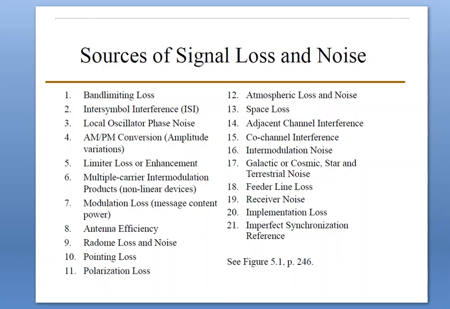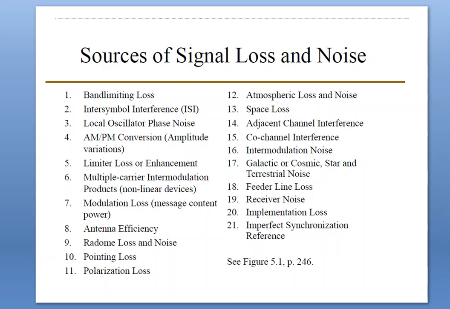And coming to the next one, pointing losses. These are the losses of a signal when either the transmitting antenna or the receiving antenna is imperfectly pointed. Once again, I repeat, these are the losses of the signals when either the transmitting antenna or receiving antenna is imperfectly pointed. So due to this, pointing losses are formed in the communication.